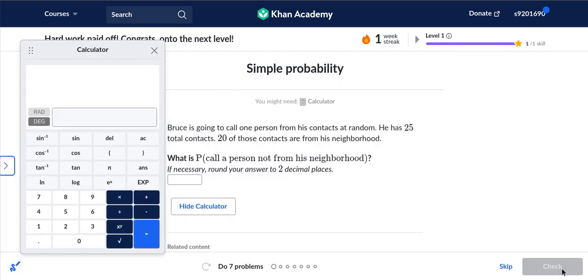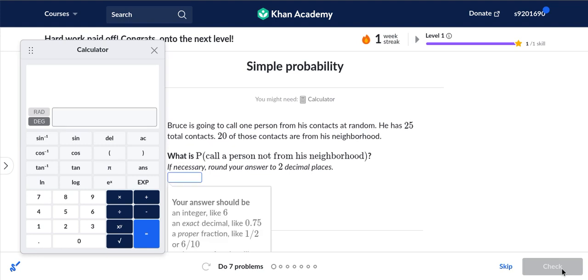We're gonna put our calculator to the left. And so, it says he has 25 total contacts. Tell me if those contacts are from his neighborhood. What is P? Your answer should be an integer like 6 and exact.